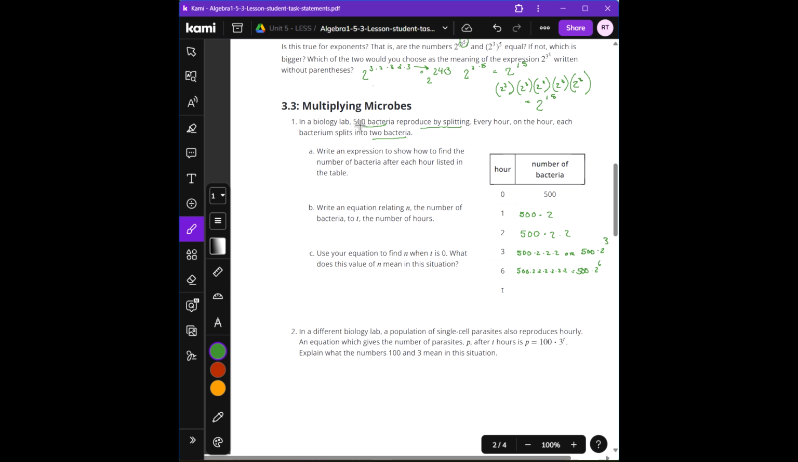Okay, and so what we can do is we can rewrite this equation as 500 times 2 to how many hours we have, and we'll call that t. So that was B. 500 times 2 to the t. It's doubling every t hours. Okay, so use your equation to find n when t is equal to 0. What does this value of n mean in this situation?